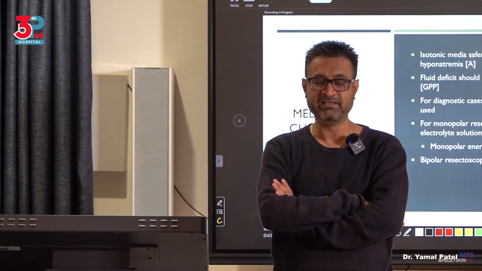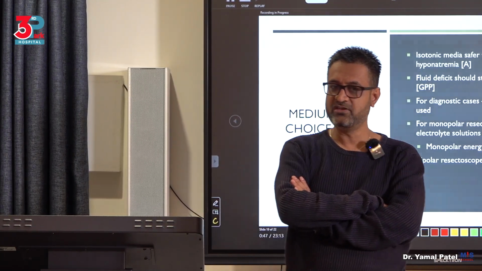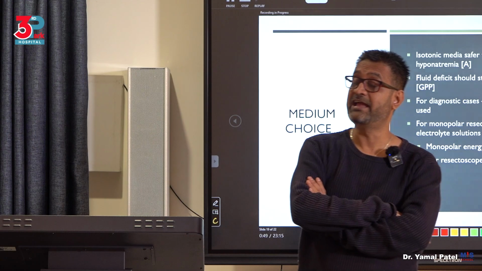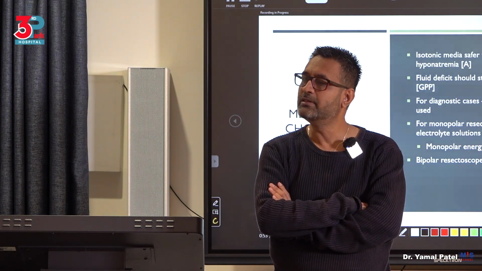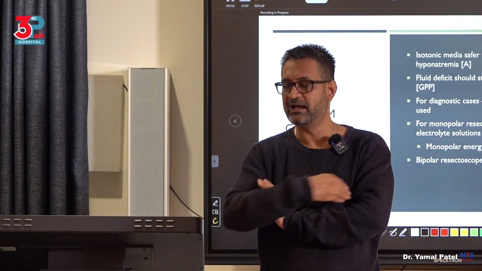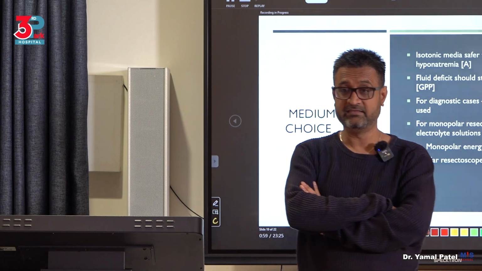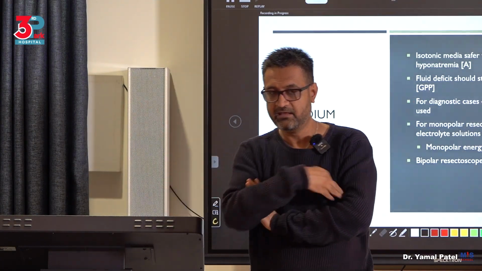Saline has electrolytes. It has sodium, it has chloride. If I use monopolar energy in that, what does monopolar energy require? It requires a return plate to take the energy, the electricity, back to the machine to complete the circuit.